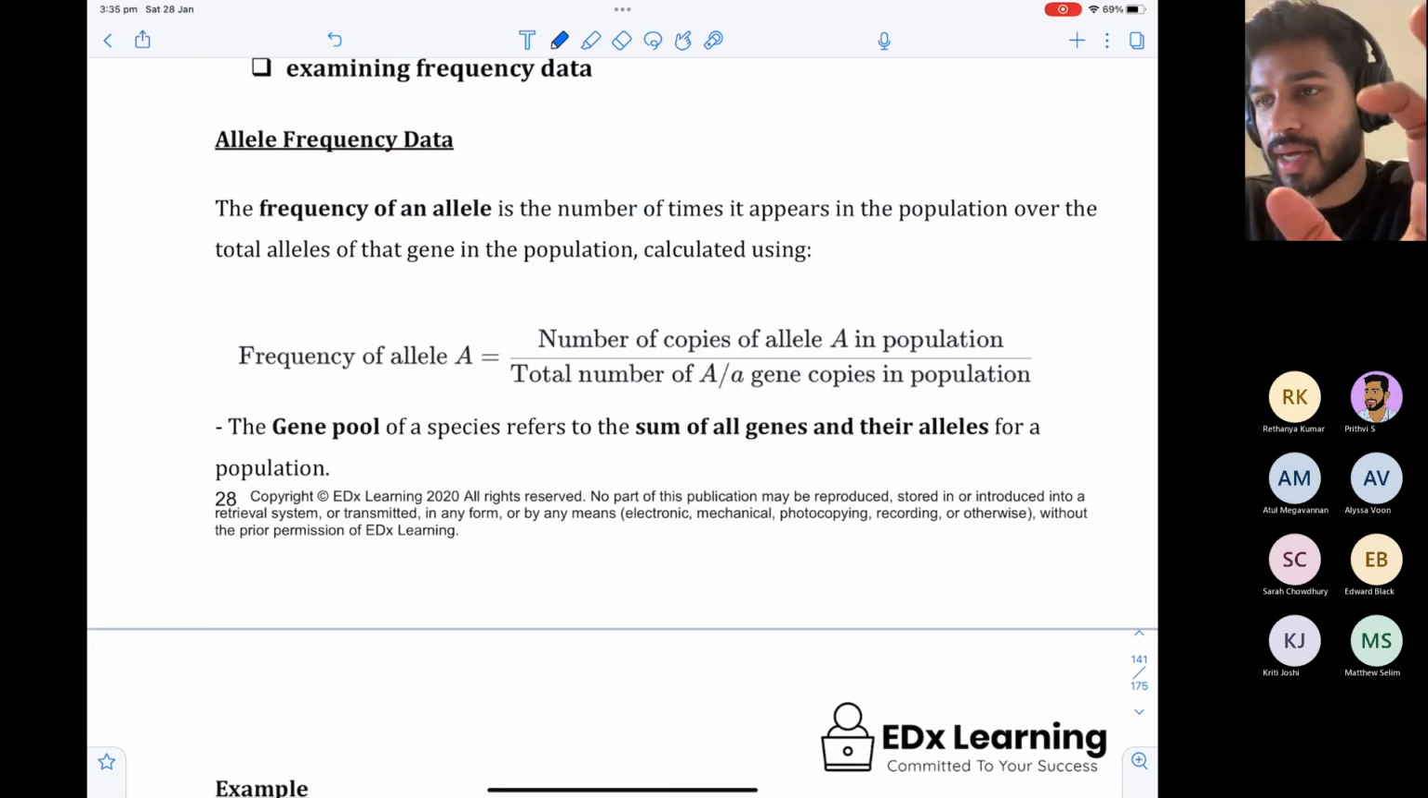Now, to understand how to calculate allele frequency, you'll need to understand why we call it the gene pool. Why do we call the genetic traits of a population a gene pool? Why not, you know, gene home or gene city? Why a gene pool? Let's go to Edward. Why is it called the gene pool, Ed?